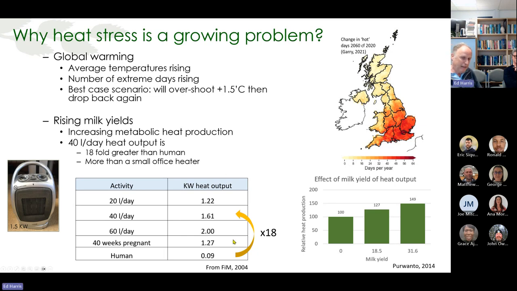This is from feeding standards, feeding to milk feeding standards. That's theoretical. Over here, someone actually did it experimentally. And at 32 litres of milk, which is pretty good, if you put an animal in a closed box, he's got a 50% increase in heat output. So we've got two reasons why it's becoming a growing problem.